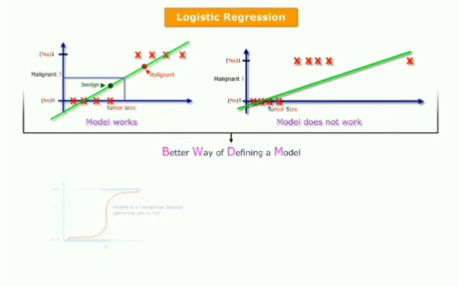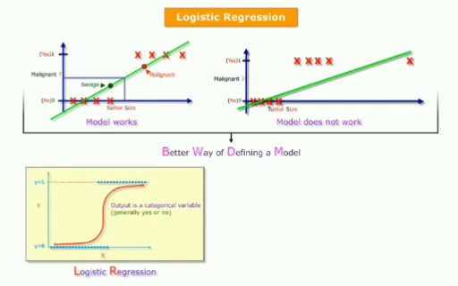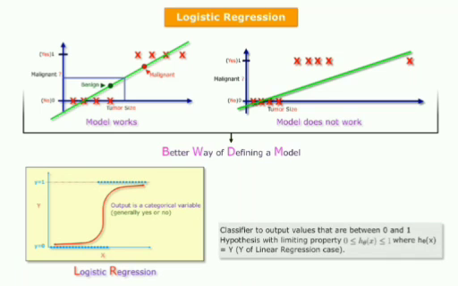Fortunately, there is logistic regression, which is regression analysis with a twist. In the logistic regression model, you want your classifier to output values that are between 0 and 1. Therefore, you need to come up with a hypothesis that has this limiting property: h theta x is greater than or equal to 0 and less than or equal to 1, where h theta x is equal to y, if you compare this with the concepts that were discussed in the linear regression case.